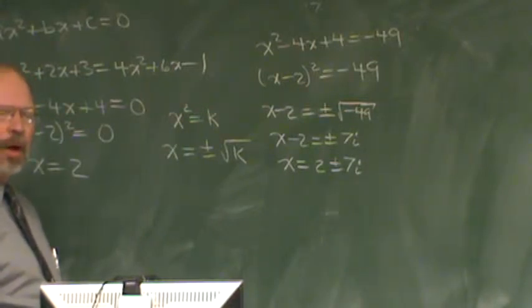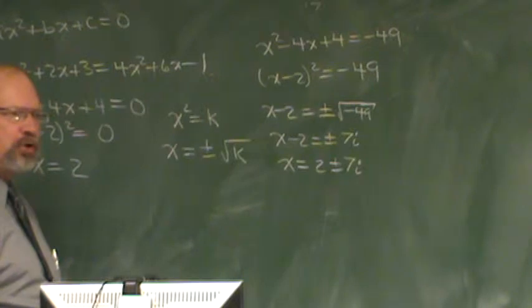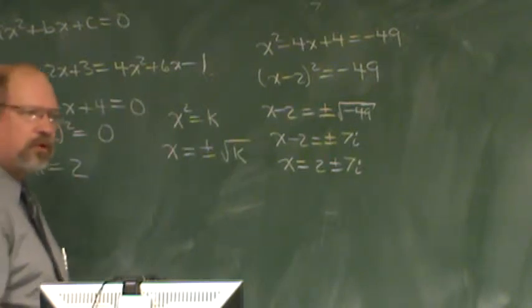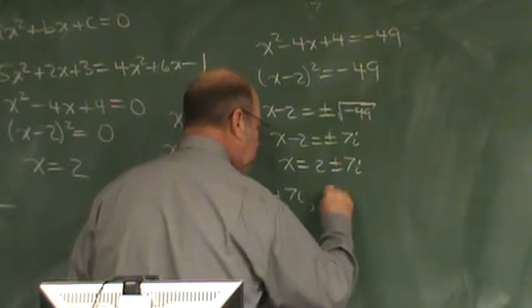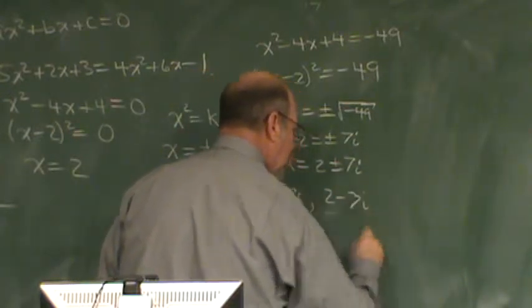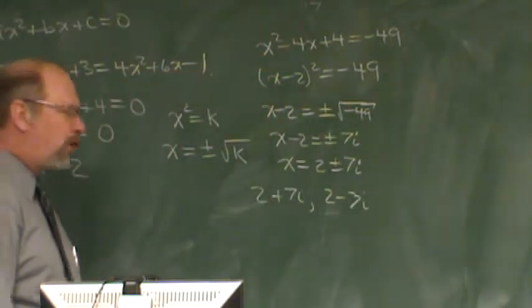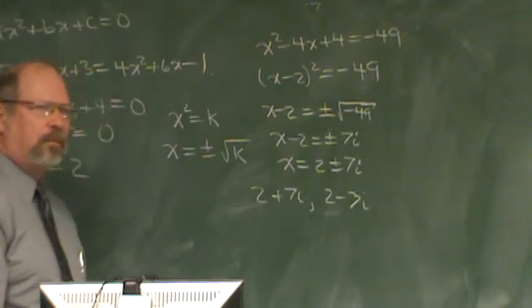Go with me? And in the software, you have to type them in twice. In the software, you have to type in 2 plus 7i in one box, 2 minus 7i in the other box. But for me, on exams and quizzes, that's good enough.